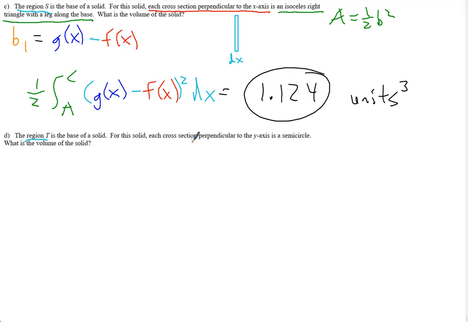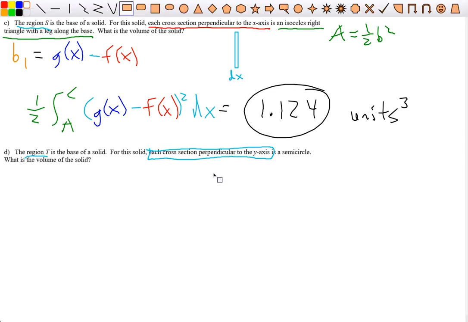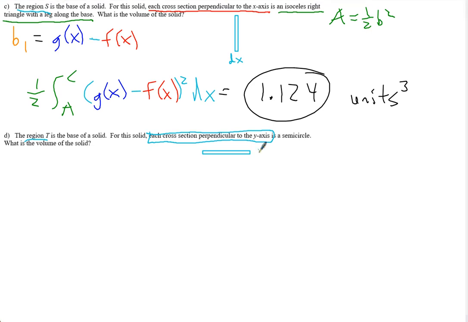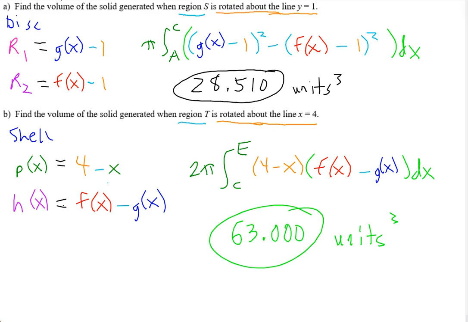All right, the last part, now we're back to region T again. But this time it says each cross-section perpendicular to the y-axis. So the y-axis goes like this, perpendicular to that, so that's what tells you it's a horizontal rectangle with dy. And that means we need to get the whole integral in terms of y. So let's draw that in there for region T.